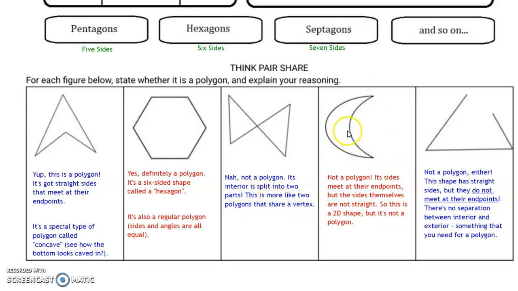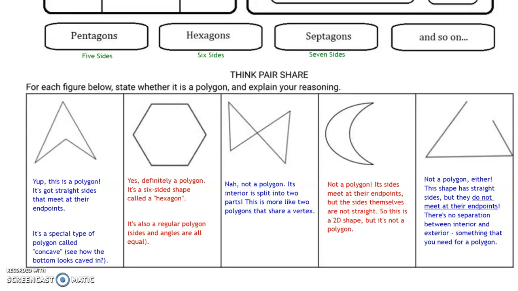This one is not a polygon either. It is a curved shape, so we don't call that a polygon. A little bit of knowledge for later when we talk about circles, which we will in different units. Circles are not a type of polygon, according to most mathematicians. Anyway, this is not a polygon either because the sides do not meet at endpoints.